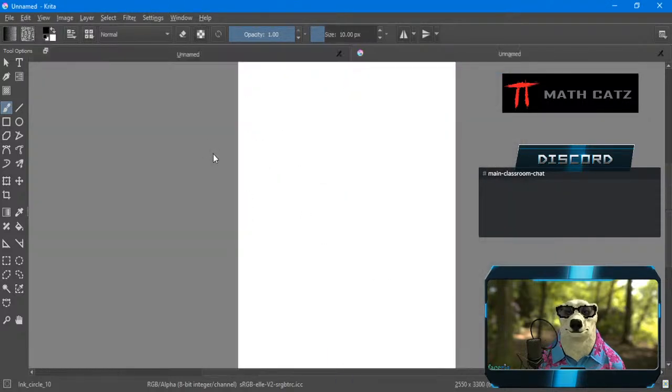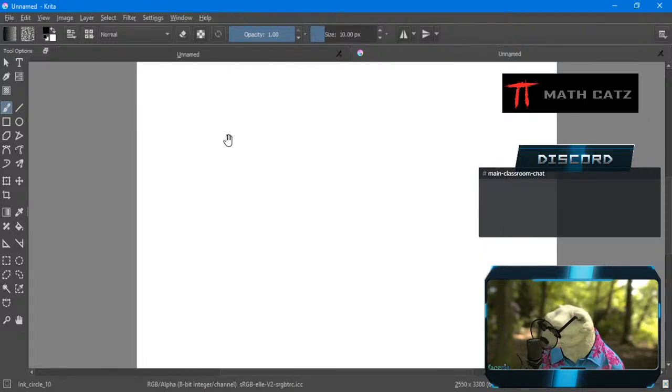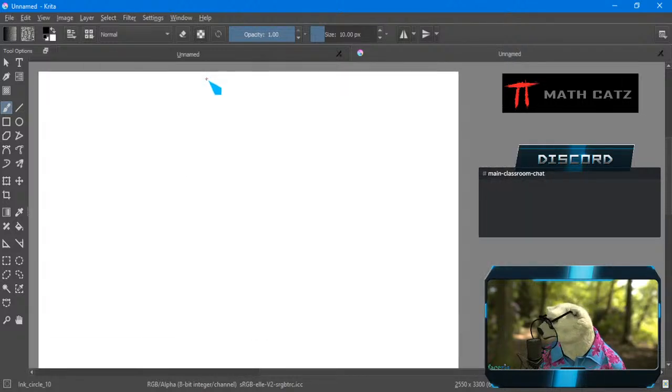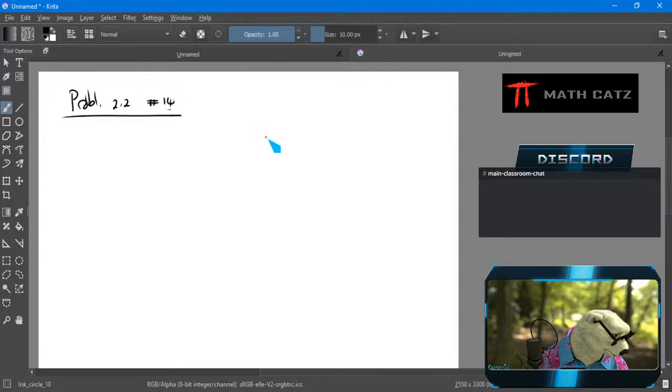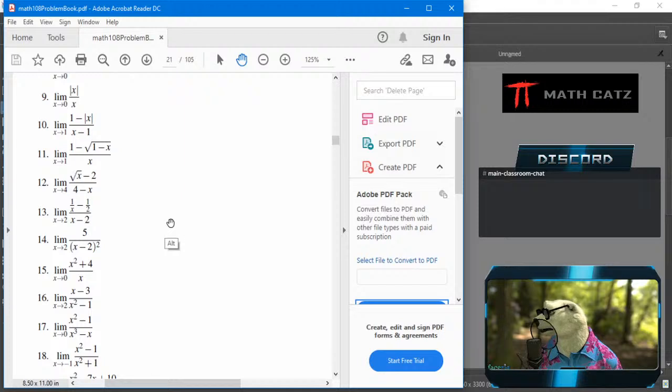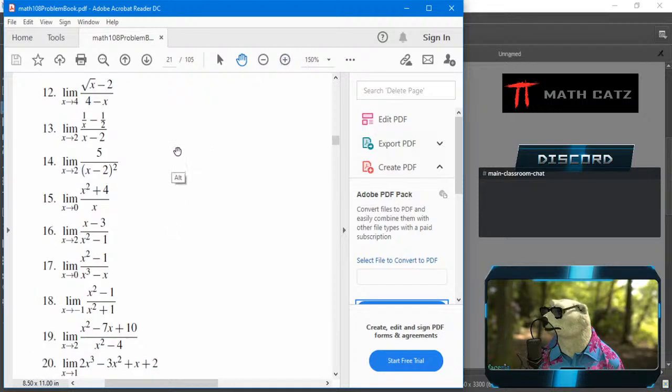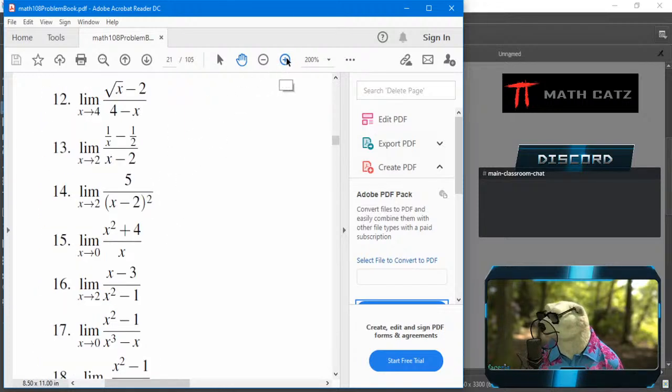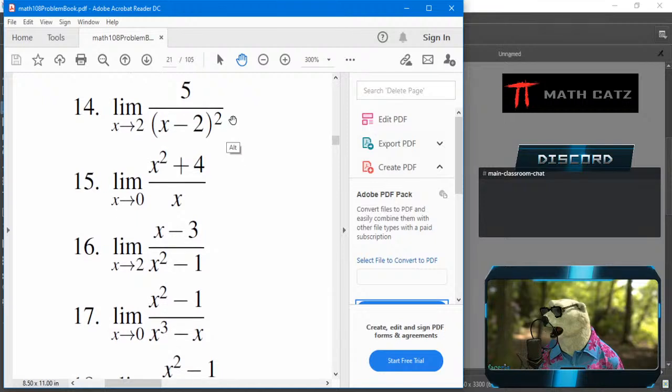Okay, so I want to do problem 2.2, number 14. Let me just resize this. Problem 2.2, number 14. And of course, ask your questions as you think of them. Don't wait for me to pause and check. I zoom in. You can zoom more. There we go, 14. Nice and big.